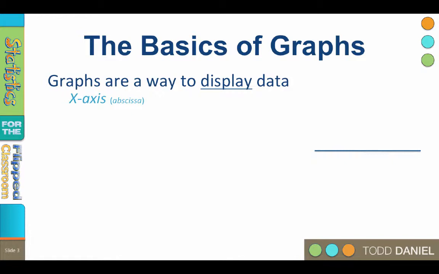A basic graph is constructed of two intersecting lines. The x-axis, or abscissa, is the horizontal line. Scores from your variable of interest go on the x-axis. Just like a number line, smaller numbers go to the left and larger numbers go to the right. The left is the negative direction. The right is the positive direction.